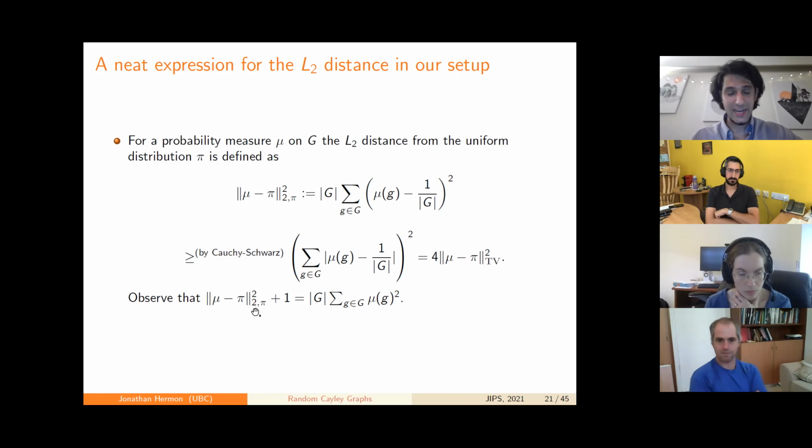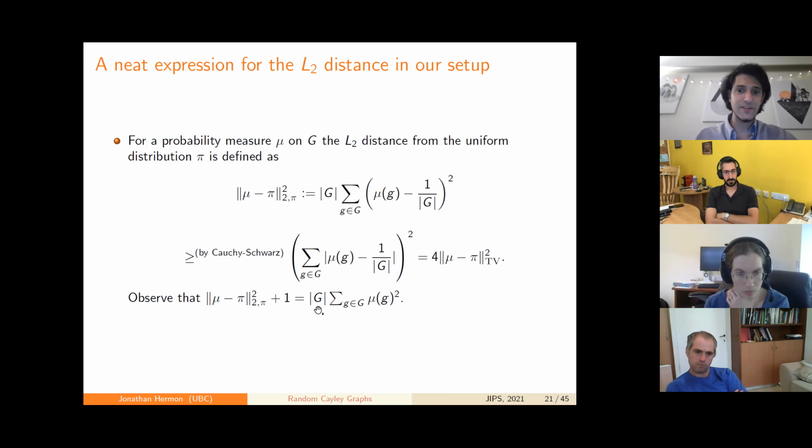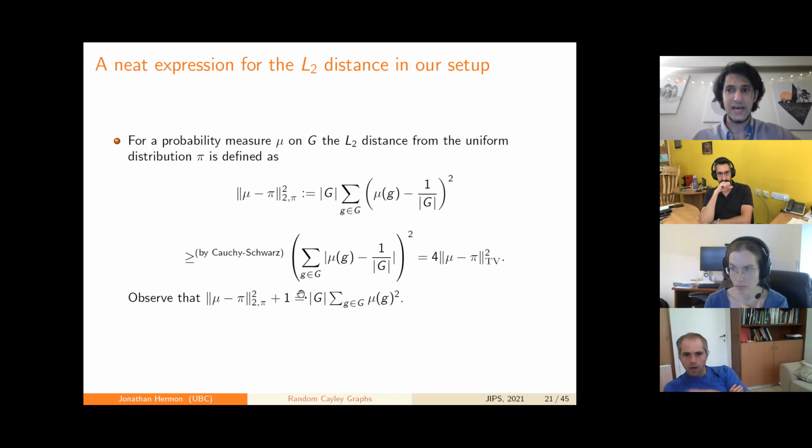Then a one-liner elementary algebraic manipulation, basically opening the square, tells us that the L2 distance squared plus 1 has this very compact form: the size of the group times the sum over all elements g of the group of mu(g) squared. Okay, so we would want to show that the right-hand side is small.